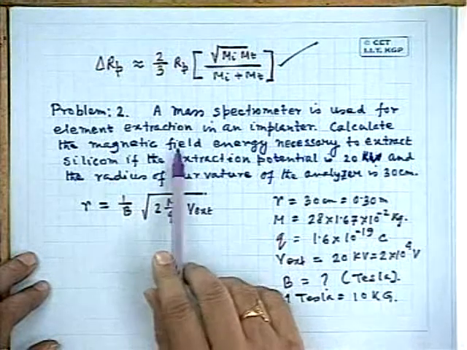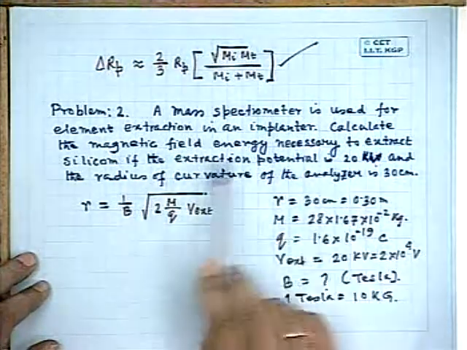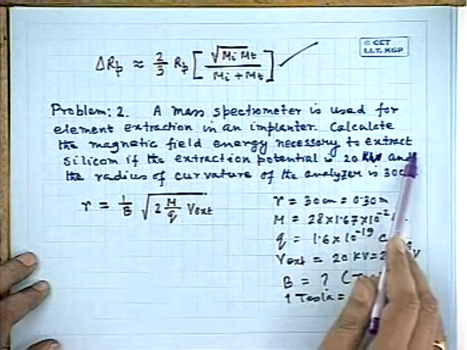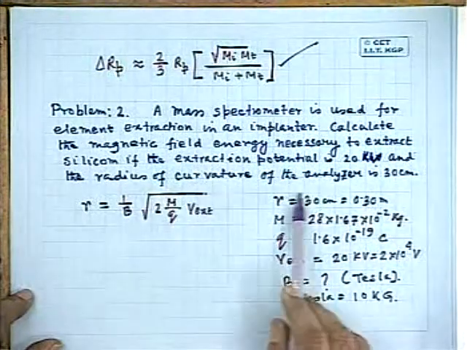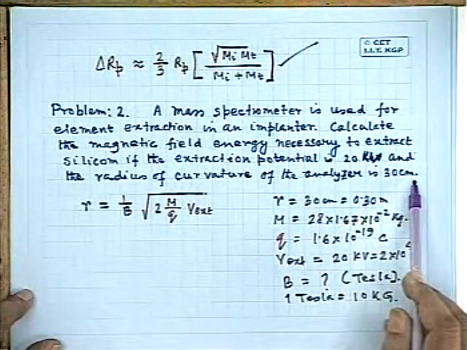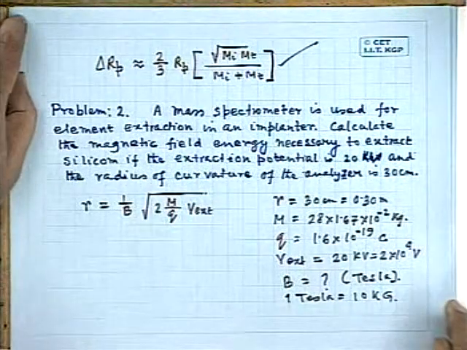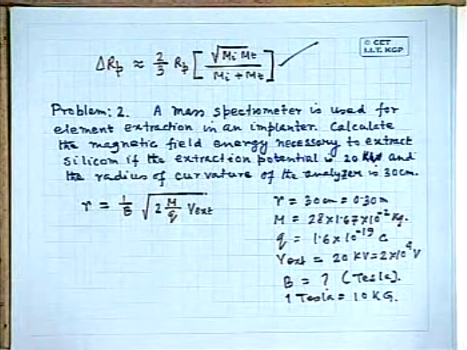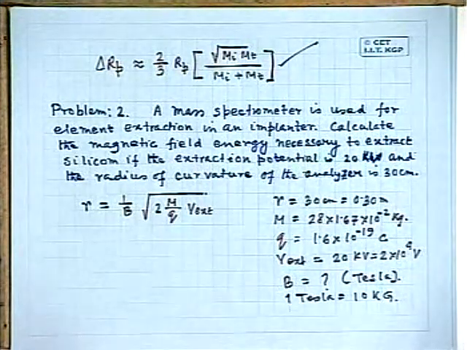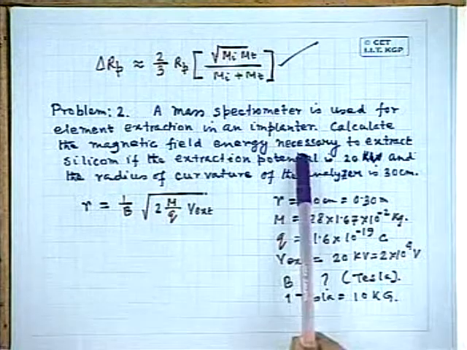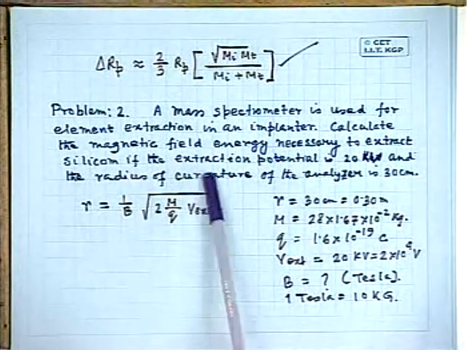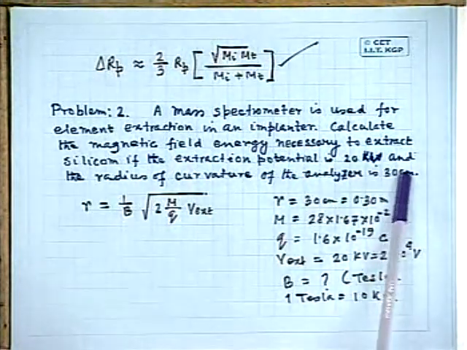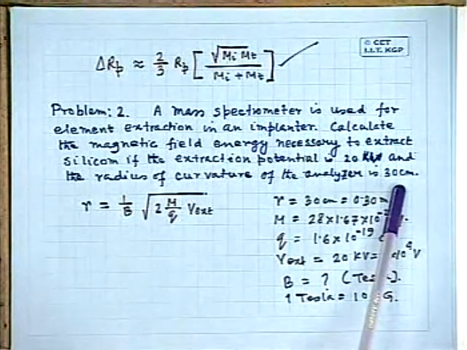The other problem: a mass spectrometer is used for element extraction in an implanter. Calculate the magnetic field necessary to extract silicon if the extraction potential is 20 kilovolt and the radius of curvature of the analyzer is 30 centimeter. The second problem is a mass spectrometer used for element extraction in an implanter. Calculate the magnetic field necessary to extract silicon if the extraction potential is 20 kV and the radius of curvature of the analyzer is 30 centimeter.